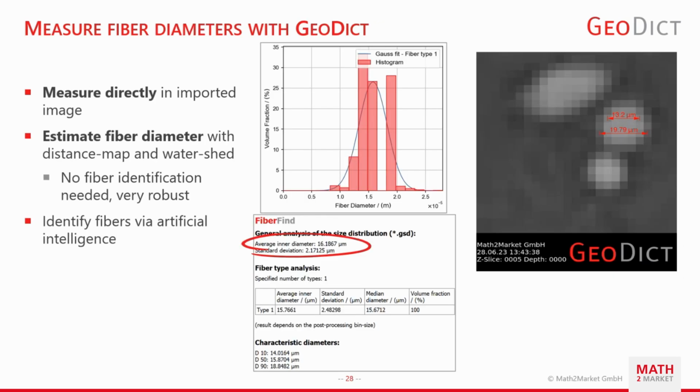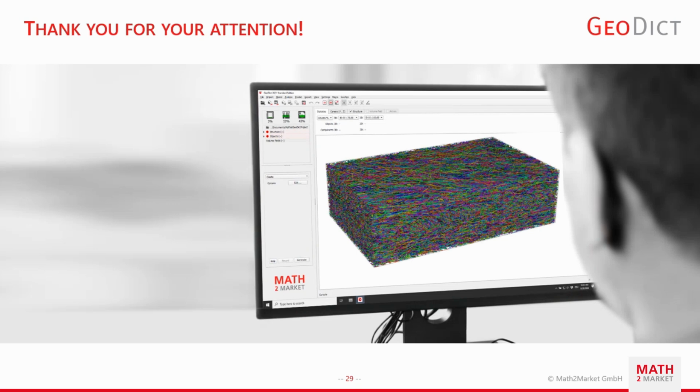And last but not least, same for the fiber diameters. It is a byproduct in the fiber identification, but we also have a method that is working directly on the image without fiber identification that also doesn't need that high fiber resolution to work reliably. With that, I want to thank you for your attention, and I'm open for questions.